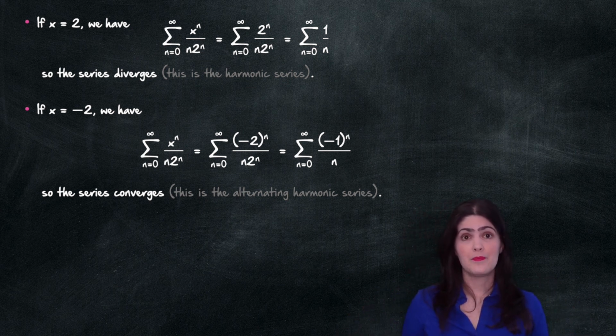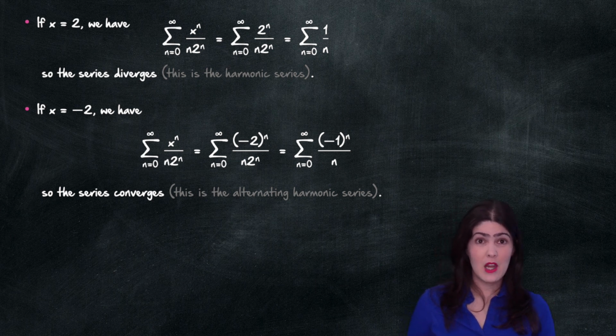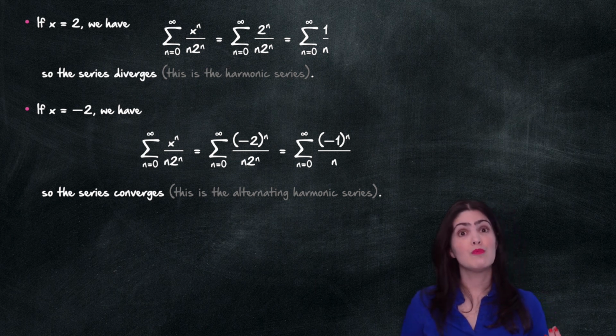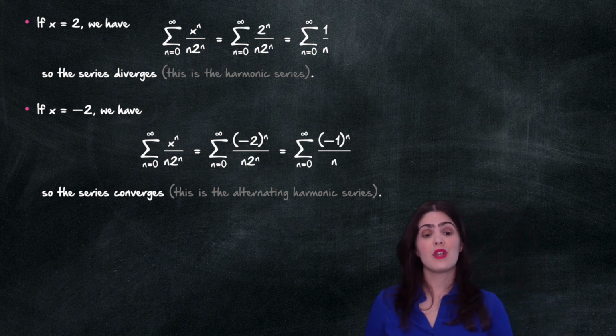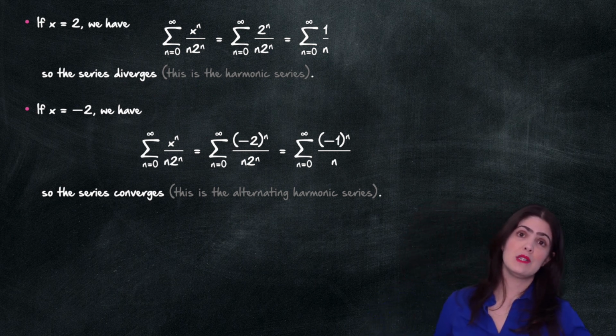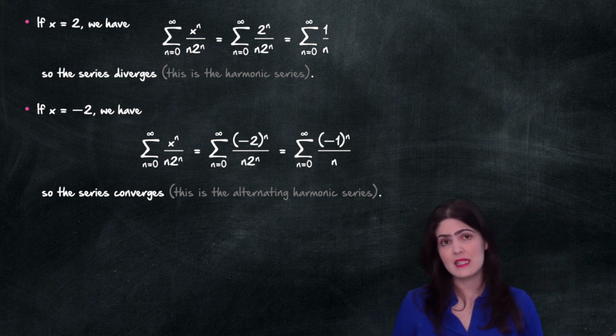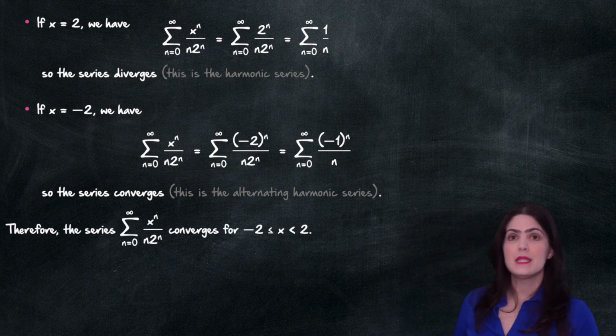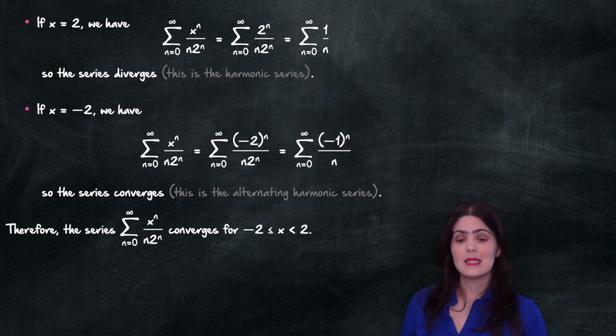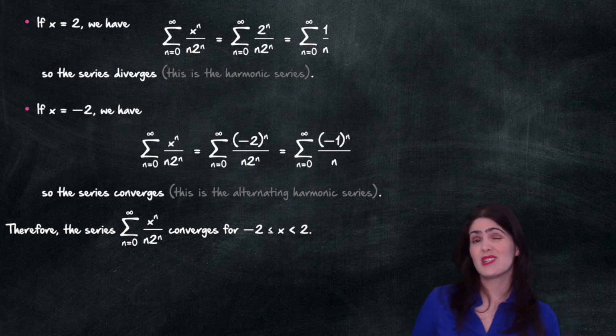We saw that if the absolute value of x is less than 2, my series is absolutely convergent and therefore convergent. I know that if x is equal to negative 2, my series is convergent, and in all the other cases, my series was divergent. So we know then that the series converges for x greater than or equal to negative 2 and strictly less than 2.